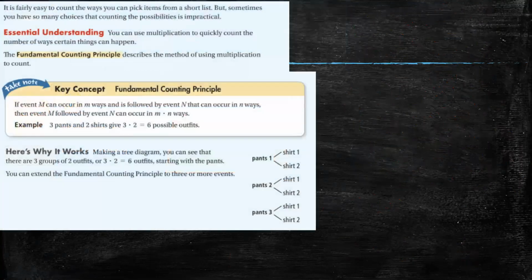So this multiplication way, since I multiply 3 times 2, or I multiply 4 times 3 times 4 for the cafeteria menu, this one we call the fundamental counting principle. If event M can occur in M ways and is followed by event N that can occur in N ways, then event M followed by event N can occur in M times N ways.